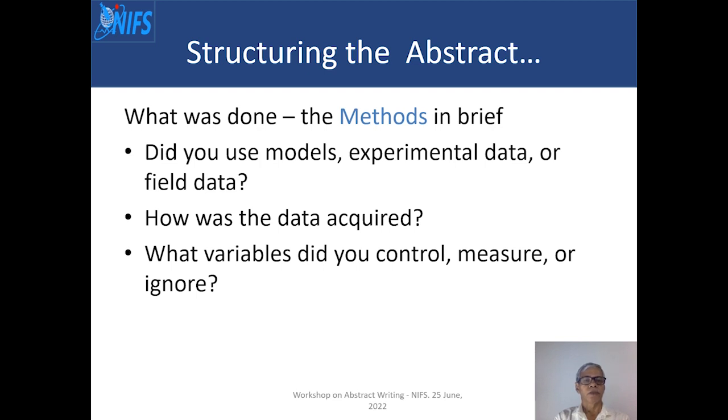Briefly mention how it was done, whether you used any models, experimental data, or field data, or whether you acquired the data by indirect means, what is called proxy data, and what were the variables that you controlled, what you measured, or what you ignored. These should be mentioned under the methods so that the person reading it has a clear idea of what was done and what was not done.